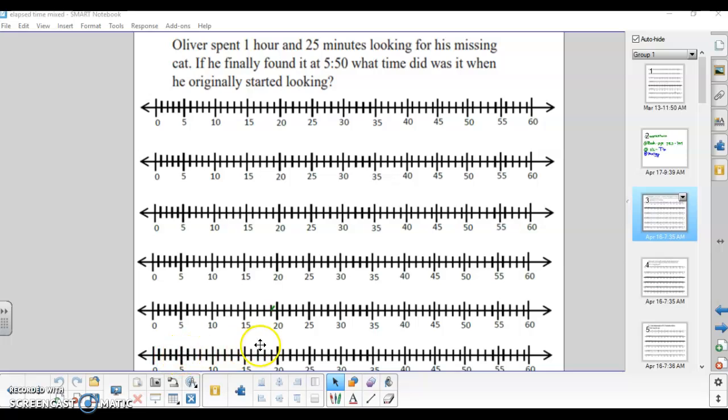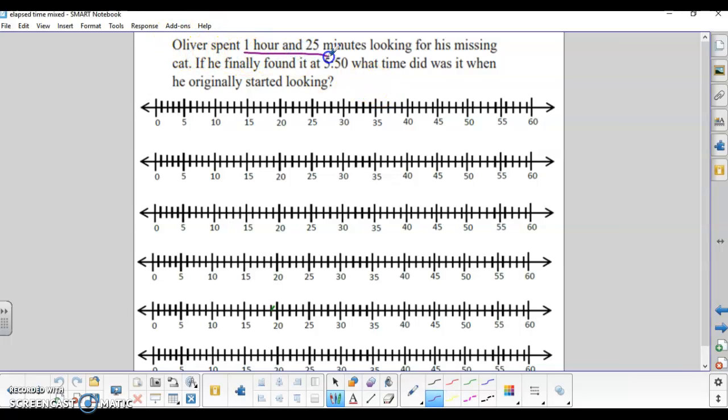If you need to, push pause and grab those things. Let's look at our first problem today. Oliver spent 1 hour and 25 minutes looking for his missing cat. He finally found it at 5:50. What time was it when he originally started looking? So this has given us an end time, how long it took, and we are to find out the starting time. So since we're going to find out the starting time, we need to start at the bottom of our number line with our end time.